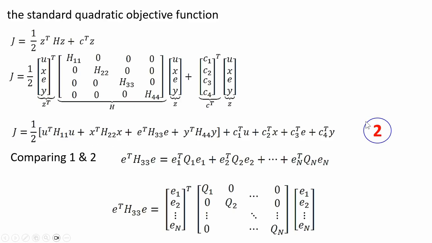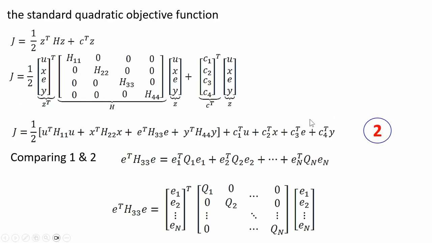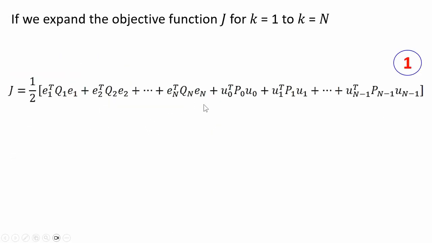Now if you compare equation 1 and equation 2, we see that they are both the objective functions. And if we compare them we get the following. For example, here we have the e terms, and since they are the same objective, the whole e term should be equal to this term in equation number 2. Okay, then we can write it.